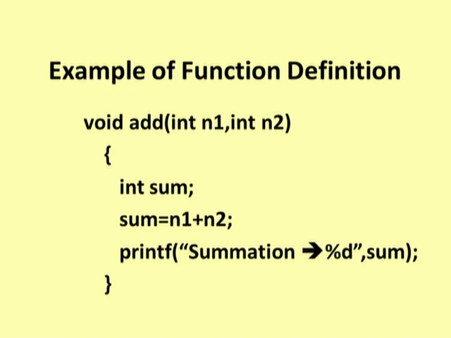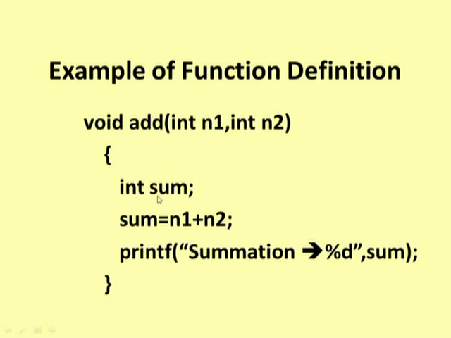So the statement should be void, the name of the function, that is add, and within the braces I write integer n1 comma integer n2. So n1 and n2 are the 2 parameters of add function, which is the type of integer, and void means my function is not returning any value.